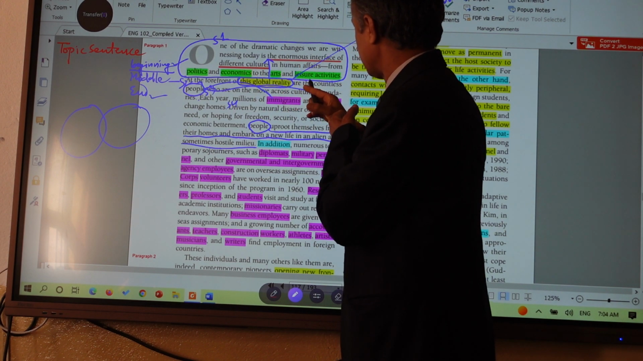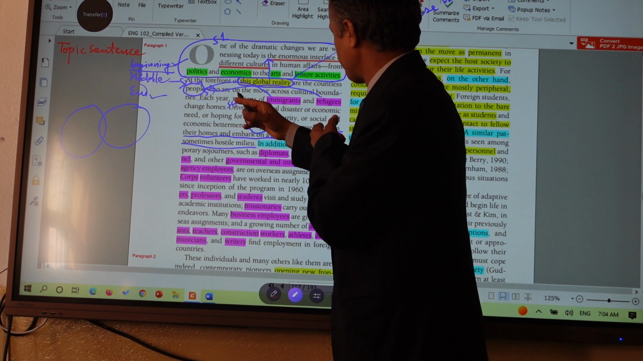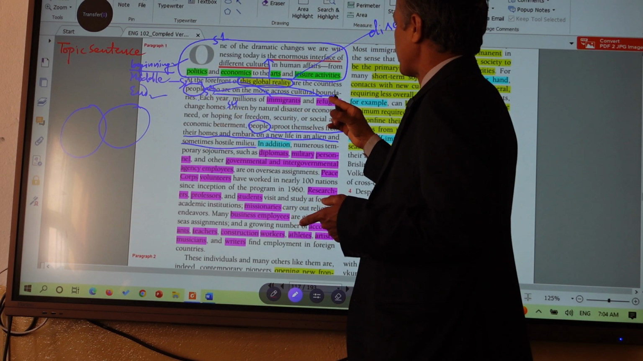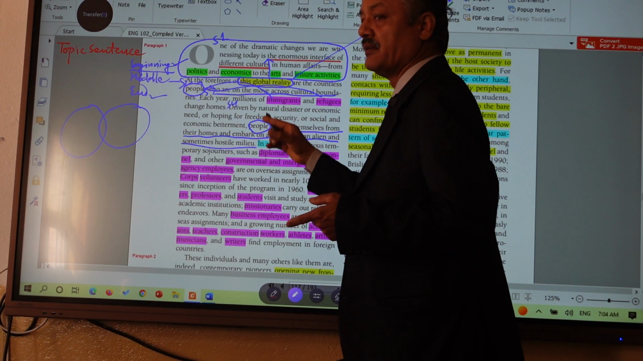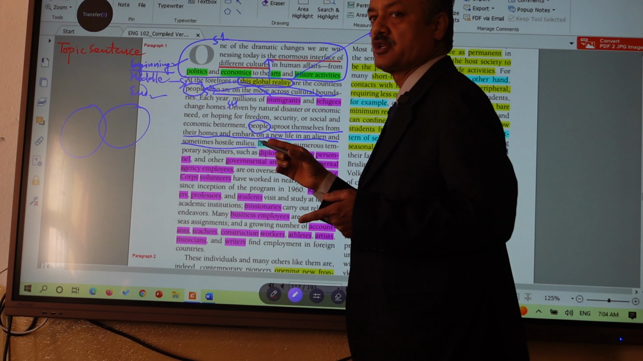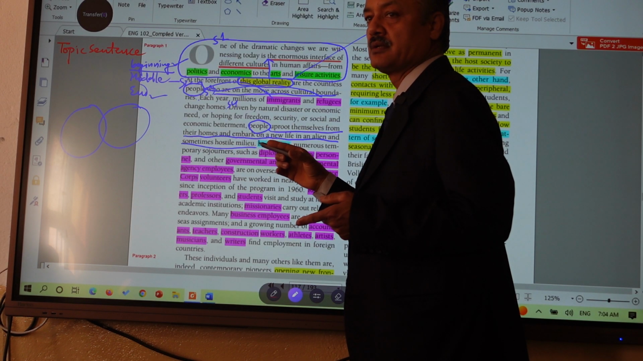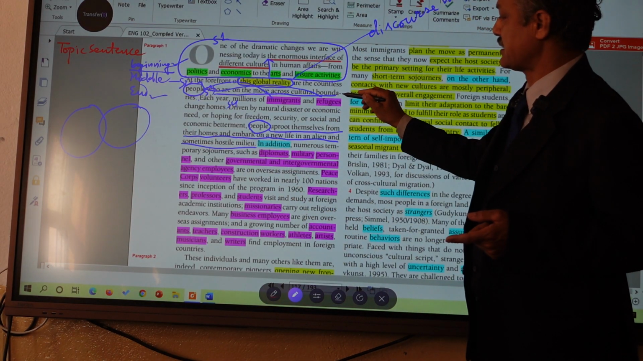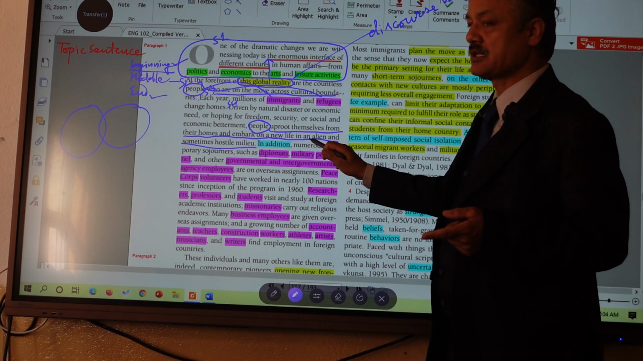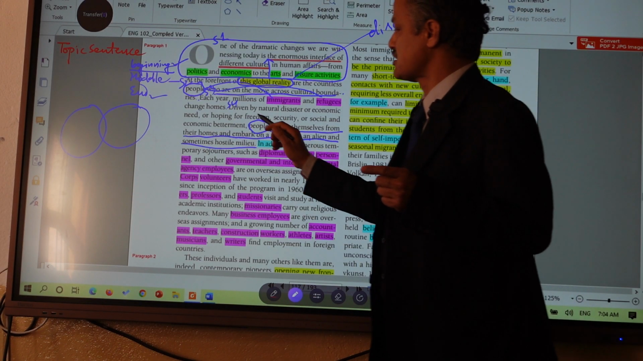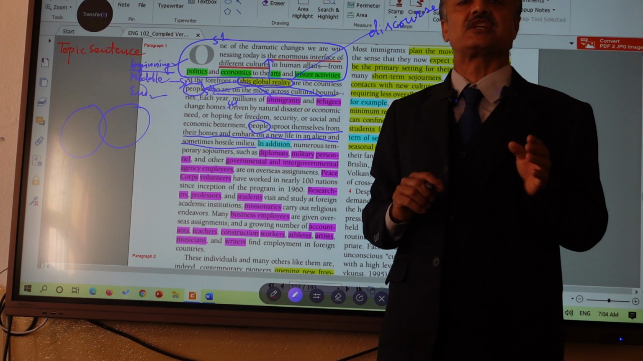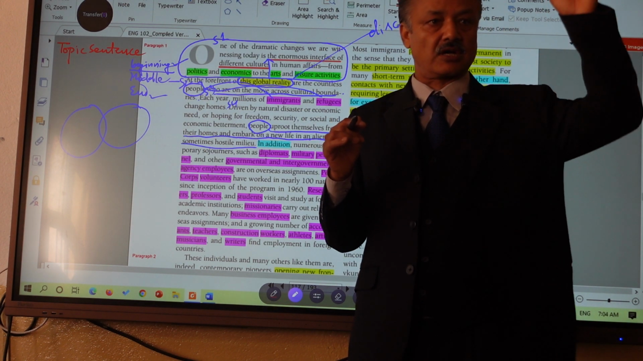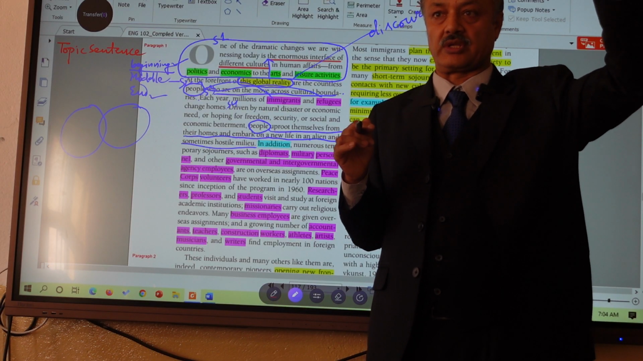This idea is the same as this one, interface of different culture, and this one, people are on the move across cultural boundaries. This sentence and this sentence mean the same thing. Are you listening to me? Are you paying attention? Are you understanding what I said? This sentence and this sentence mean the same thing. That means sentence number 4 also doesn't present any new idea. It is simply developing the idea that is coming down from sentence 1, 2, 3, and 4.